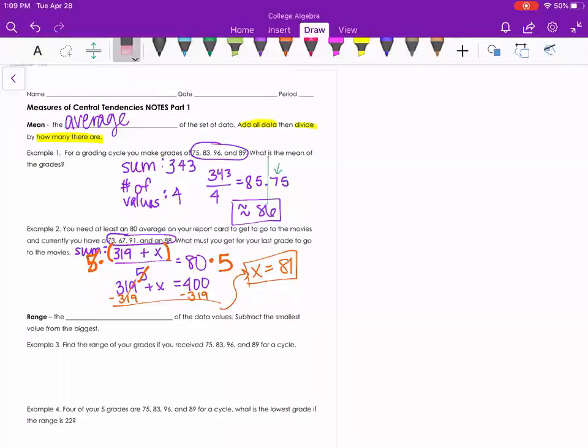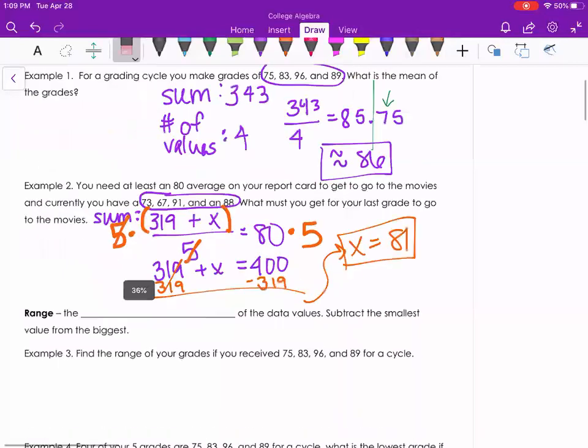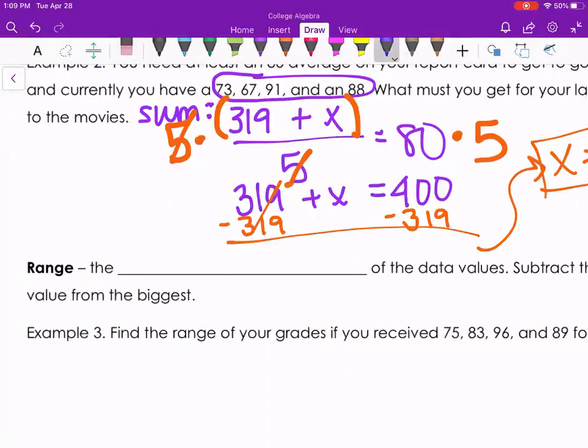All right. Hi, everyone. We are looking at section 2 of our Measure of Central Tendencies Notes Part 1. And section 2 is all about the range of our set of data. So let's talk about what is the range.